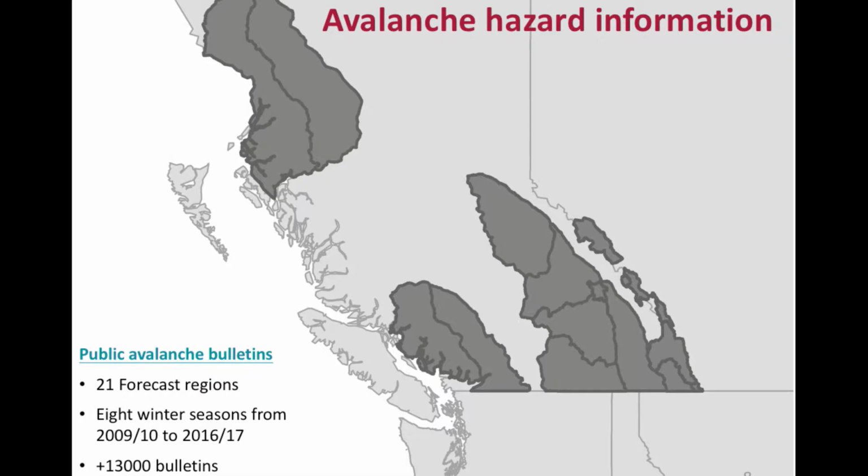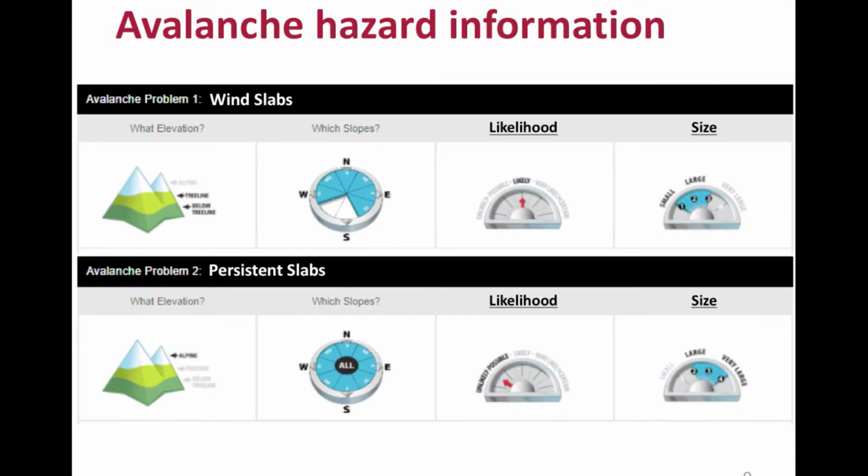So I was able to access 21 different forecast regions from the 2010 to 2017 season, and in total, that's over 13,000 bulletins to look at and look for patterns of avalanche hazard. I was focusing on not just what avalanche problem is occurring in each bulletin, but also the nature of the hazard, so focusing on the likelihood and the size. So here there's a wind slab, likely, with size small to large, whereas the persistent slab has lower likelihood and a larger size.